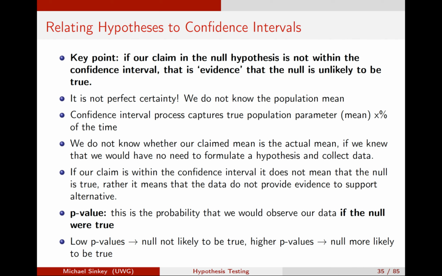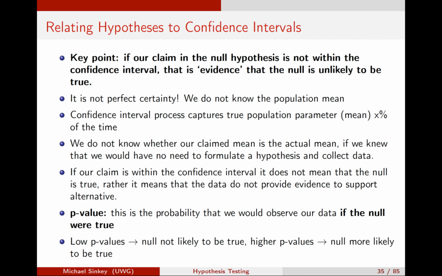So if the null is outside the confidence interval, I should think, gosh, the only goal of the confidence interval was to capture the population mean. That is literally all it is trying to do. There's nothing else it's trying to do. So if you didn't capture the null, I would have to wonder whether or not the null is a reasonable guess for the population mean. Now, the confidence interval process will capture the true mean X% of the time. And I don't know whether the claim mean is the true mean.